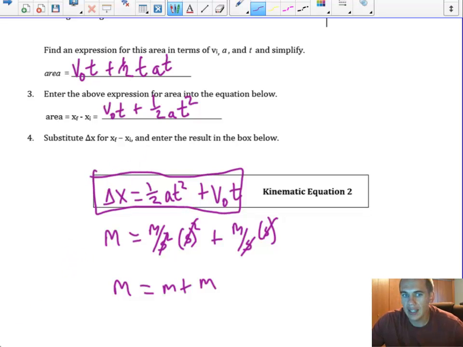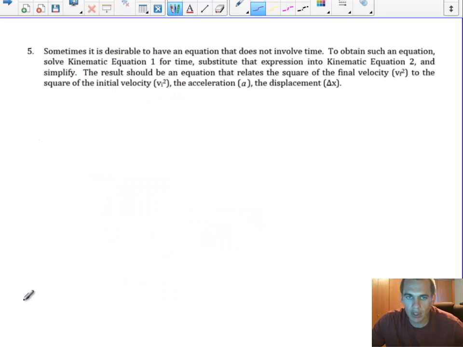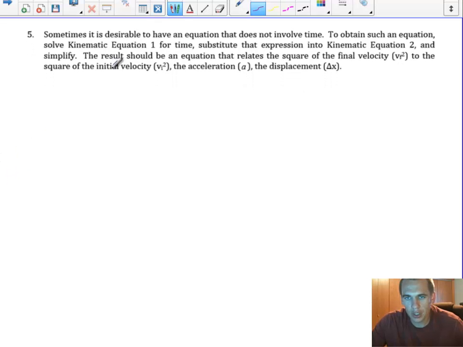Now, we're going to take these first two equations, the main two kinematic equations, and we're going to use them to come up with a third equation that doesn't involve time. This equation is incredibly valuable. So we're going to do this once. We're going to derive it. We're going to see where it comes from. Then we're just going to use it, so we don't have to keep figuring it out over and over again.